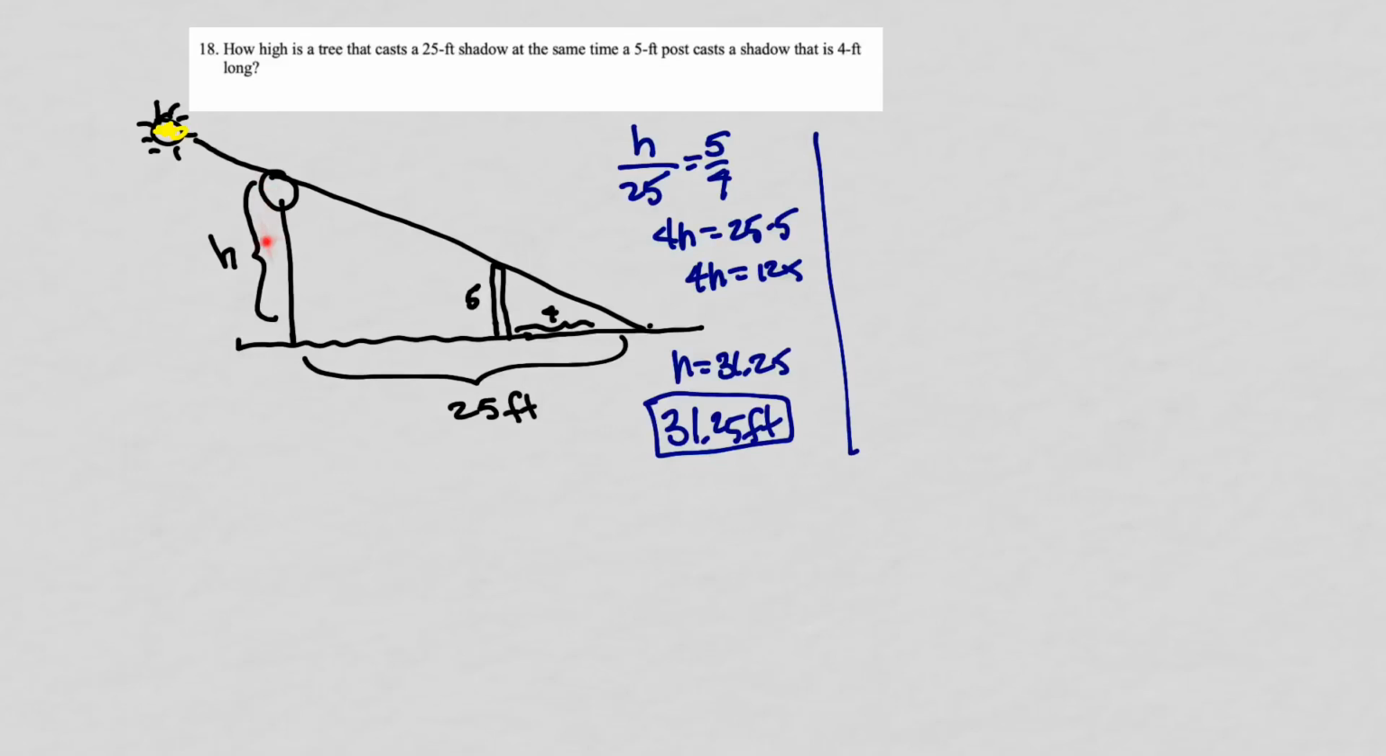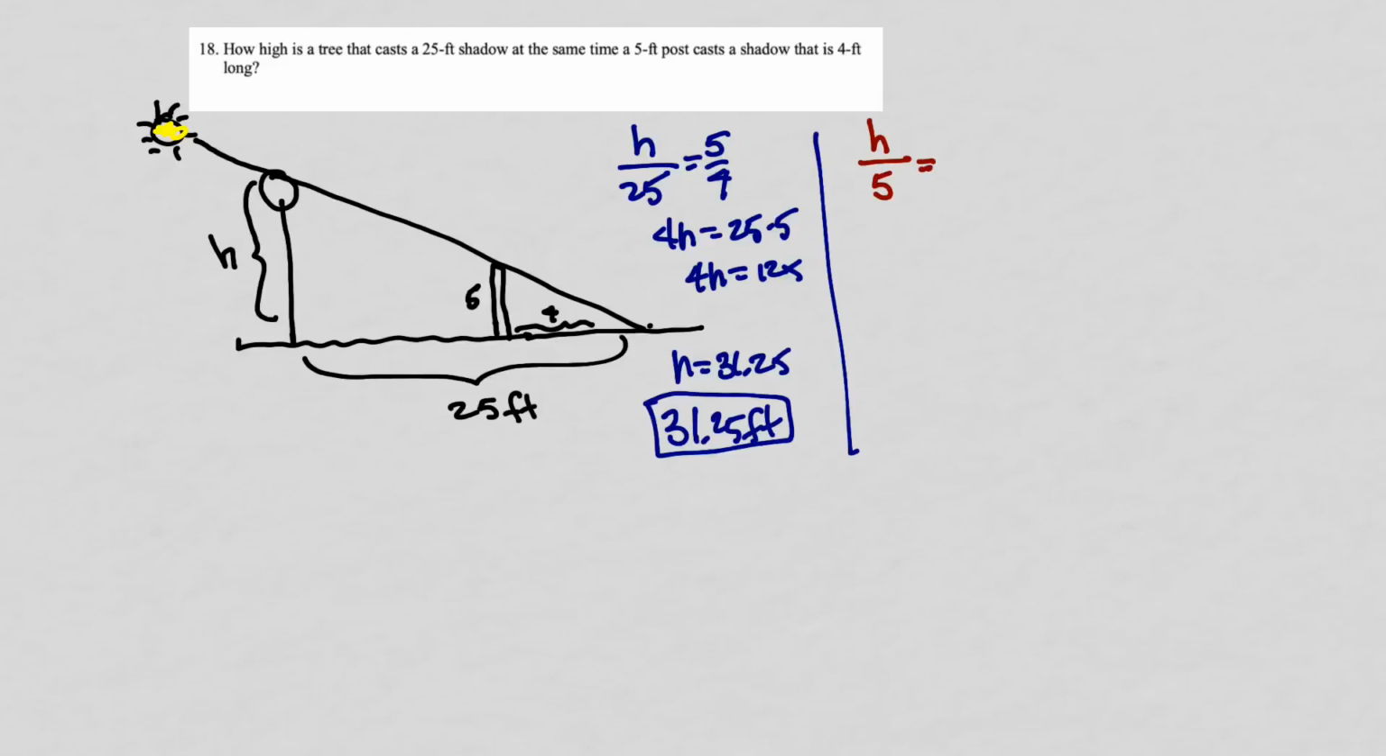Now, here's just another way that we could have done this. What we did was the height of the tree to the shadow of the tree, the height of the post to the shadow of the post. What if we did this? The height of the tree to the height of the post. All right, so I'm going to try that one now. So I'm going to do the height of the tree to the height of the post is to, what?